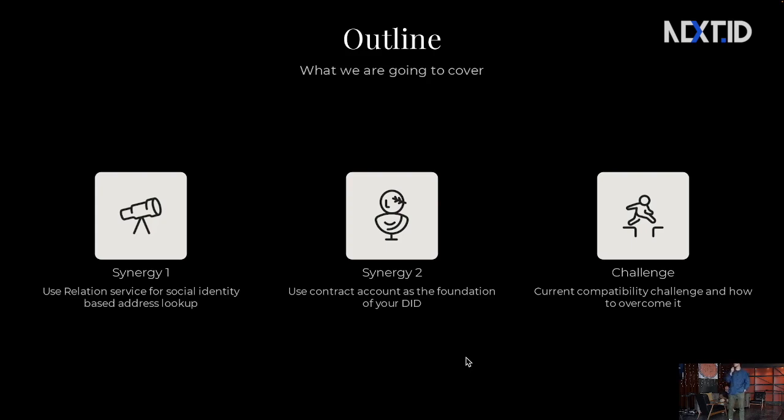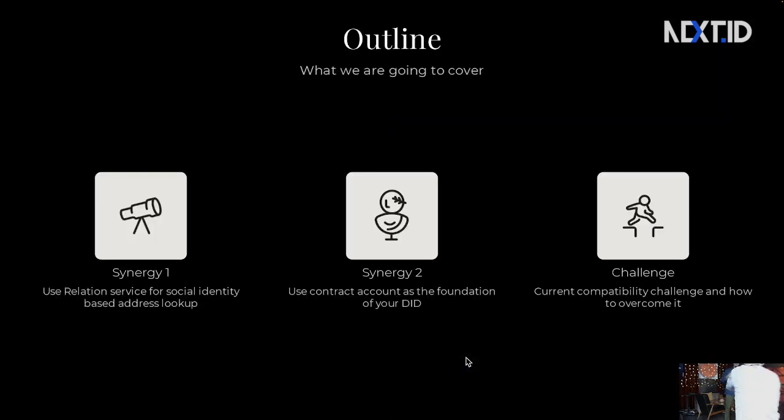This is the outline of what we're going to talk about today. First, we're going to demonstrate how to use RelationService, one of the main services from Next.ID, to help you improve address lookup, which is the common thing you do when sending transactions and doing transfers in wallets.